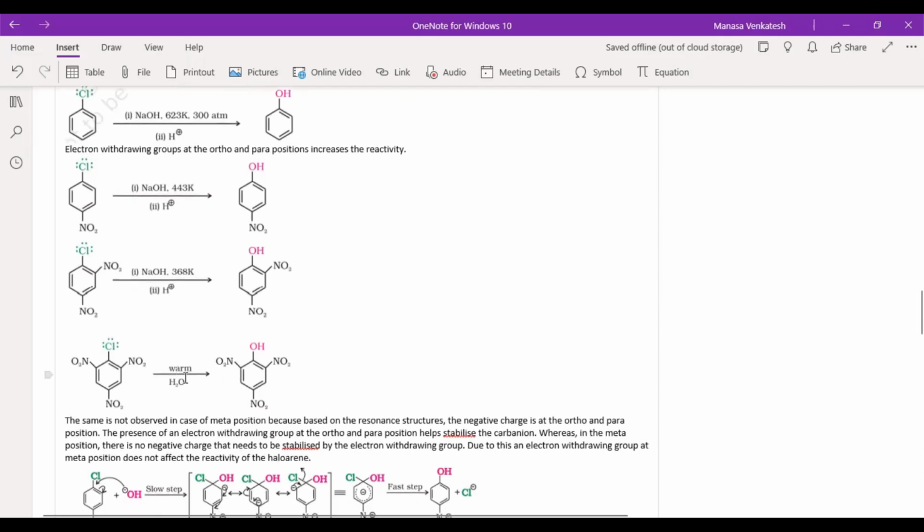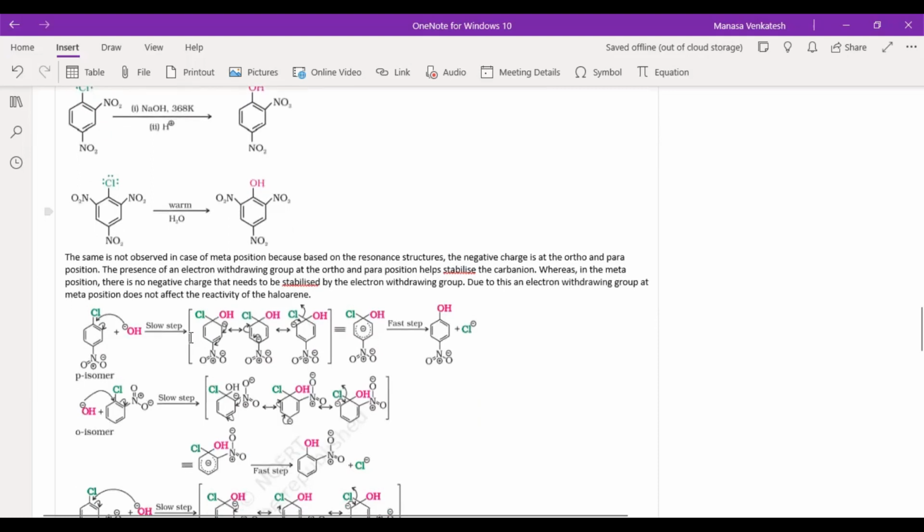And if it's just warmed up, you get, in this case, the NO2 groups, electron withdrawing in nature, there are 3 of them. They're at ortho and para positions. The solution just has to be warm, and we're doing it in the presence of water. We're not even using a very strong acid. Now, the same is not noticed for meta.